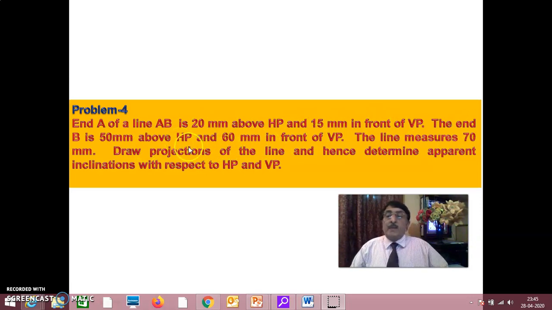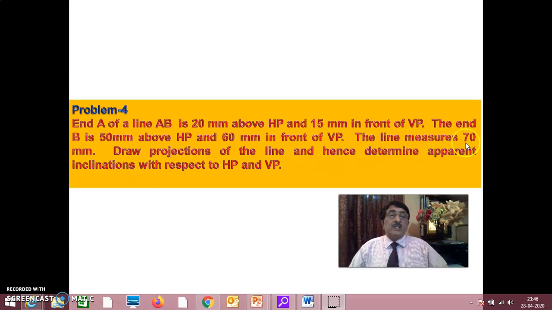End B is 50 mm above HP means it is the locus in the front view, one of the parameters. And 60 mm in front of VP means locus in the top view. Locus in the front view they are given, locus in the top view they are given. Two parameters are already over. The line measures 70 mm. Third parameter is also given.